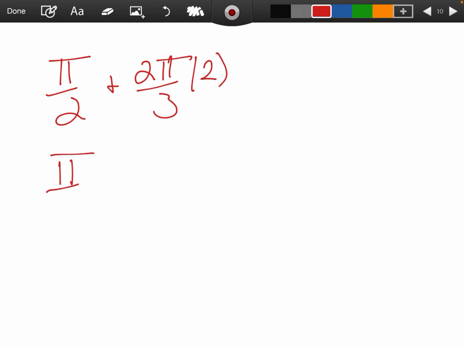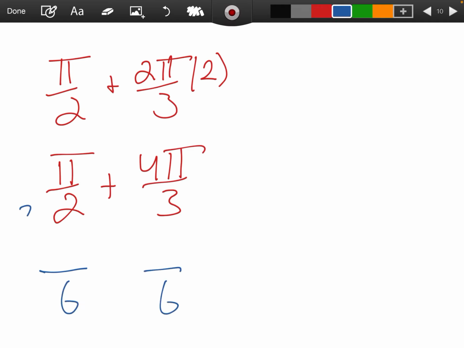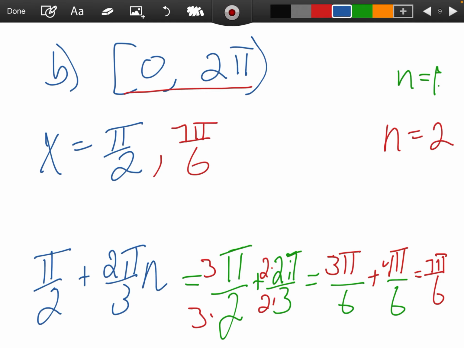Okay, I'm going to keep playing this game by now saying, well, what happens when n equals 2? So I'm going to come back over here and say, look, we have pi over 2 plus 2 pi over 3 times 2 now. So that's going to give me pi over 2 plus 4 pi over 3. Again, my common denominator is still going to be 6. Okay? So I'm multiplying this one by 3 and that one by 3. That's 3 pi over 6. Multiplying this one by 2 and this one by 2. So that's 8 pi over 6. And when I add those together, that's going to give me 11 pi over 6. Okay? That's still within the interval from 0 to 2 pi, right? So 11 pi over 6, right?